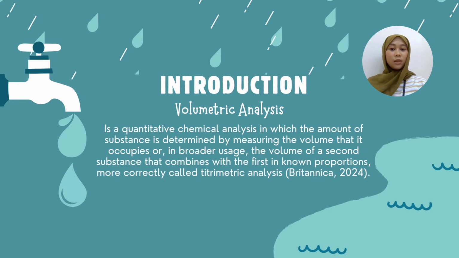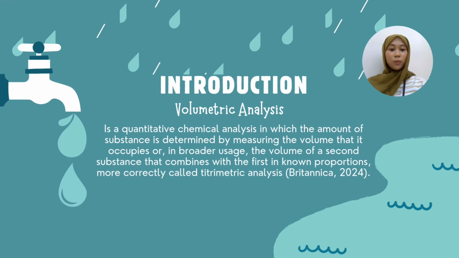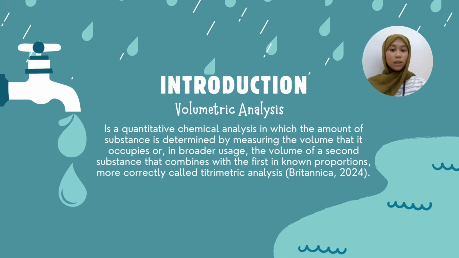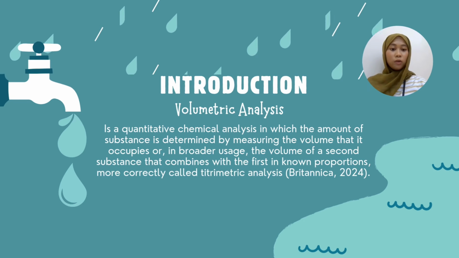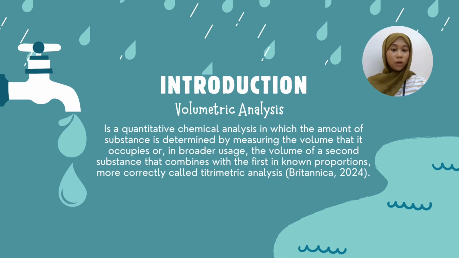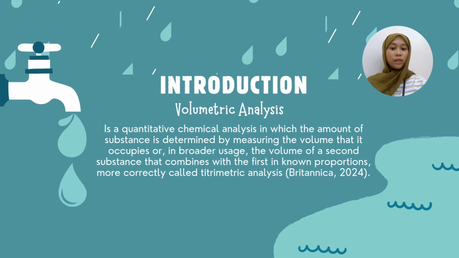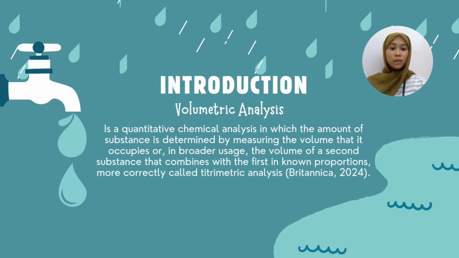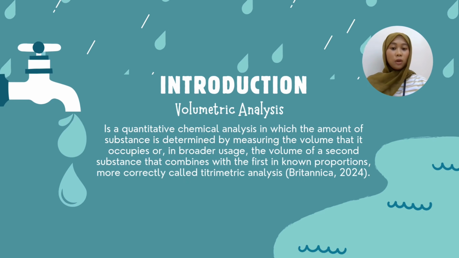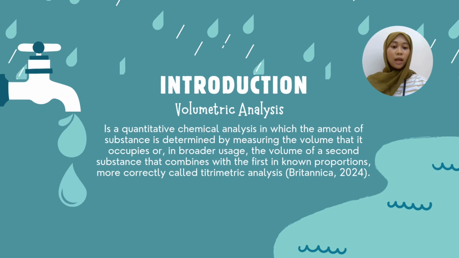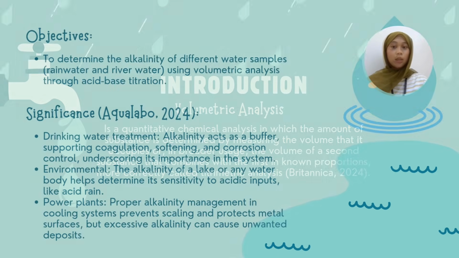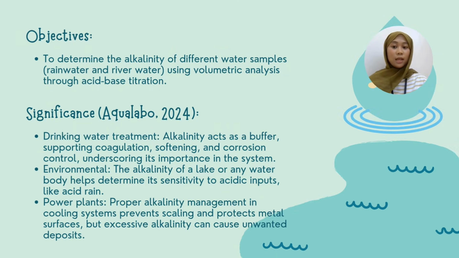Volumetric analysis is a quantitative chemical analysis in which the amount of substance is determined by measuring the volume that it occupies, or in broader usage, the volume of the second substance that combines with the first in known proportions, more correctly called titrometric analysis. Next, the objective of the study is to determine the alkalinity of different water samples like rainwater and river water using volumetric analysis through acid-base titration.